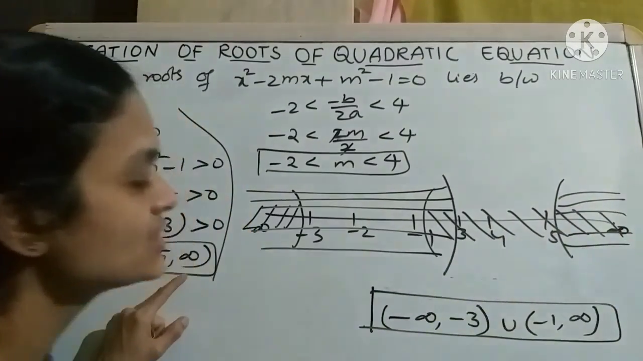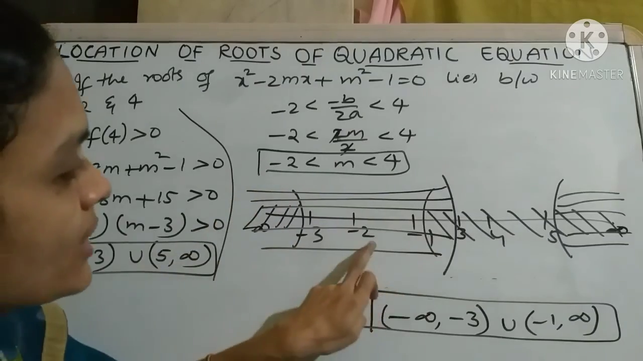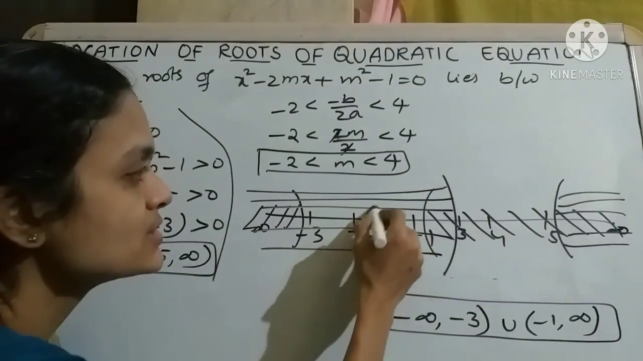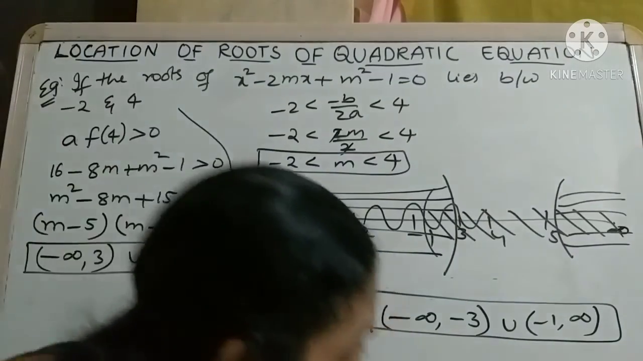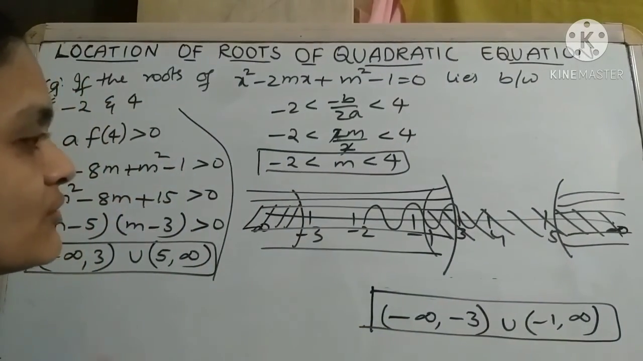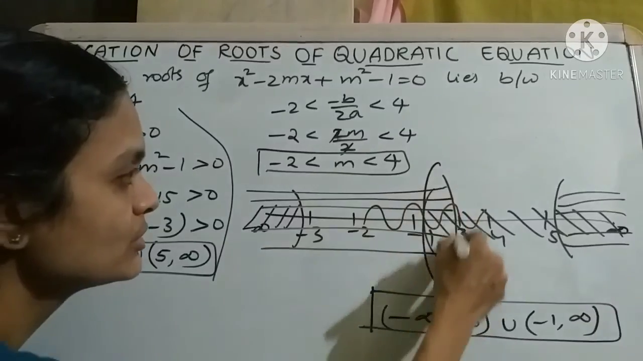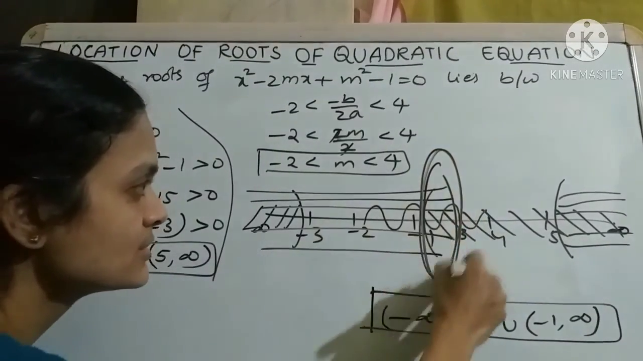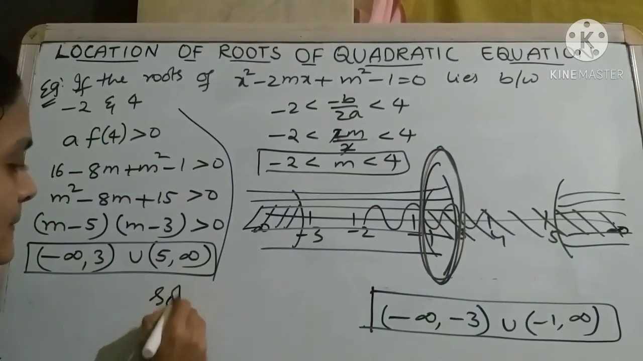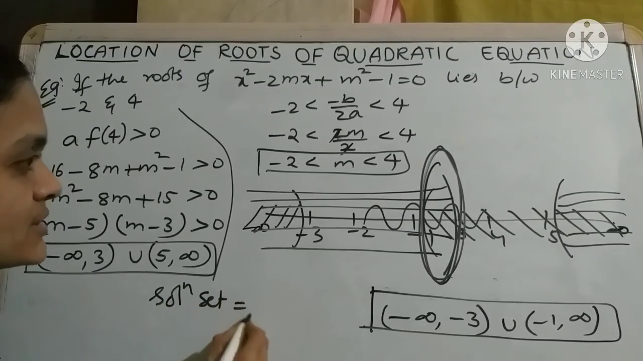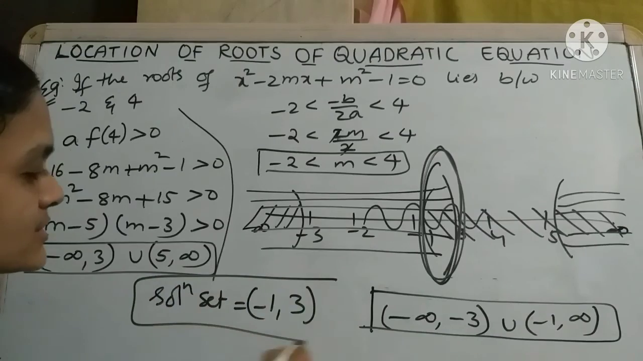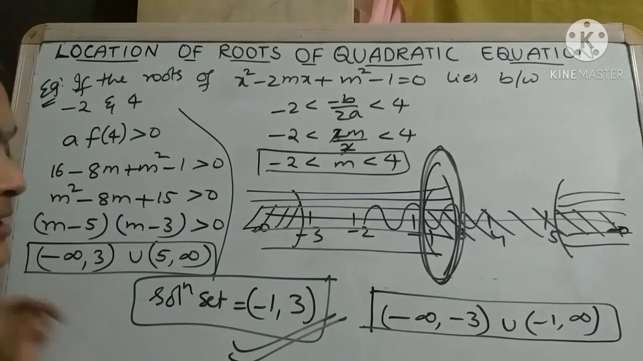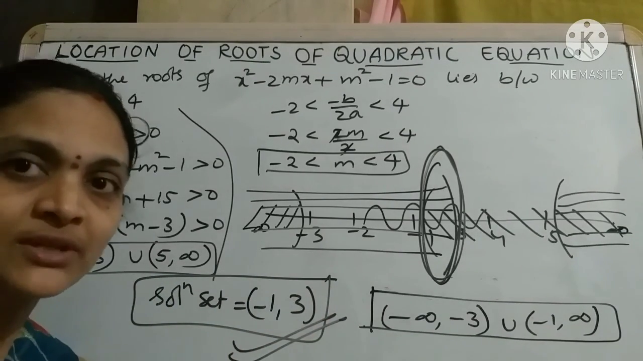Check once the intersection of, okay, minus 2 to 4. Minus 2 to 4 means this one. Check the intersection of all these intervals. This position only is the solution set. The solution set is minus 1 comma 3. This is the answer. Minus 1 comma 3 is the solution set for this question.